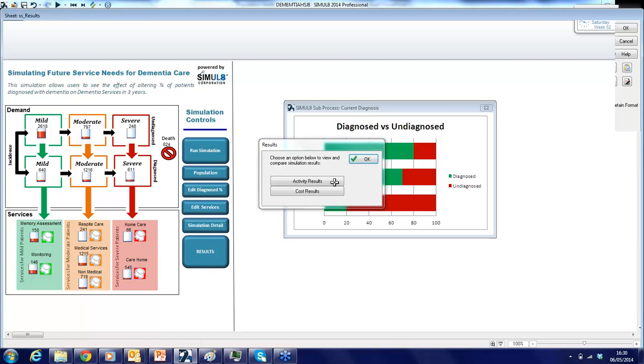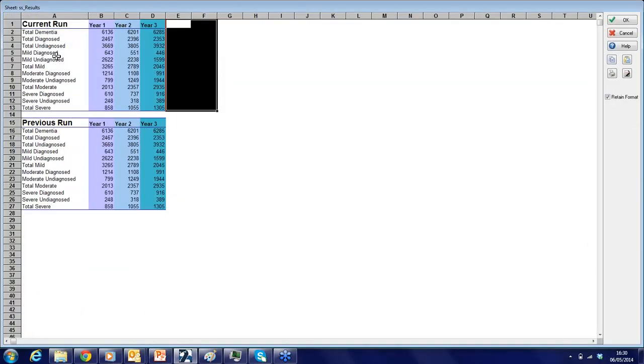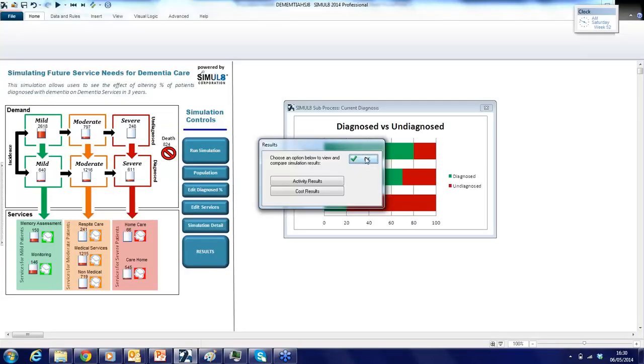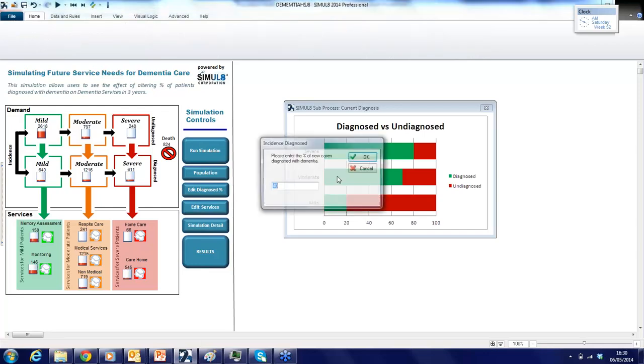So that's just a quick live run, and I can compare my different scenarios to see, well, if I diagnose more people or fewer people, what's the difference in costs there. And that enables me just to think through what the overall impact might be. So let's just make that change, and run it through again.